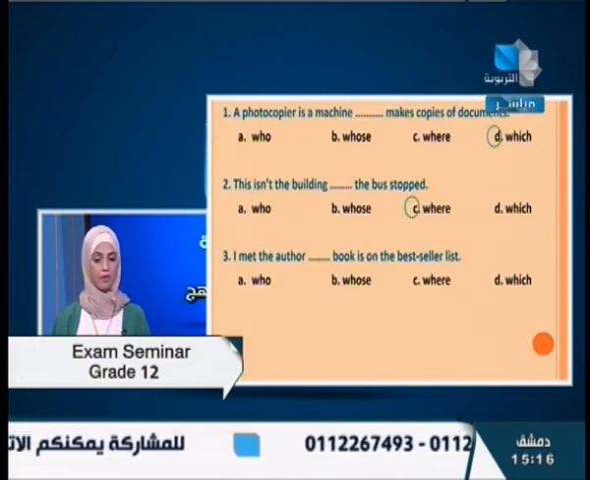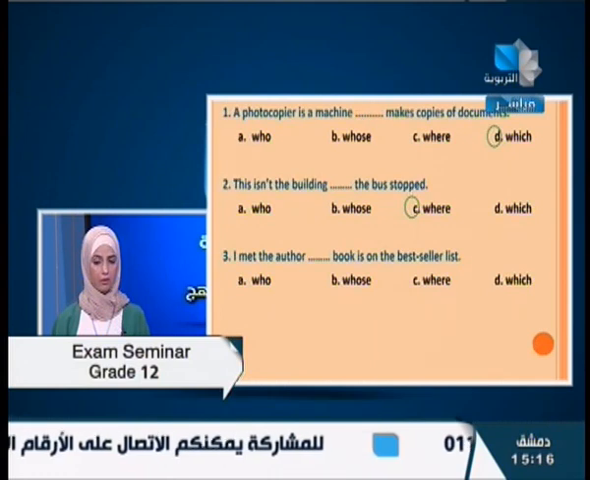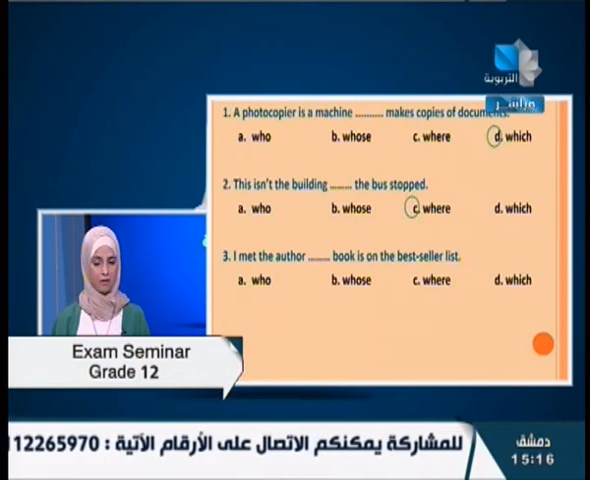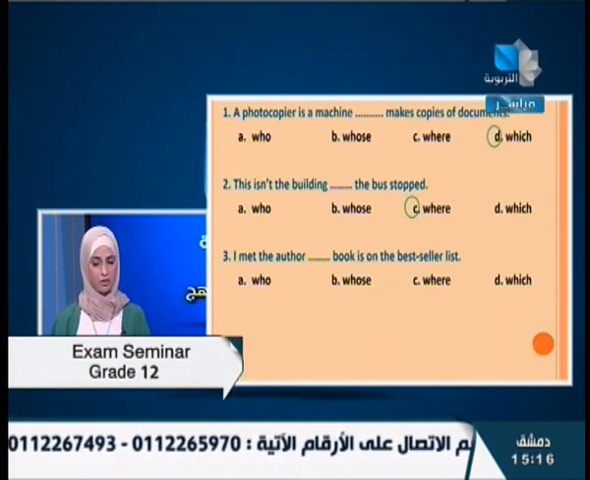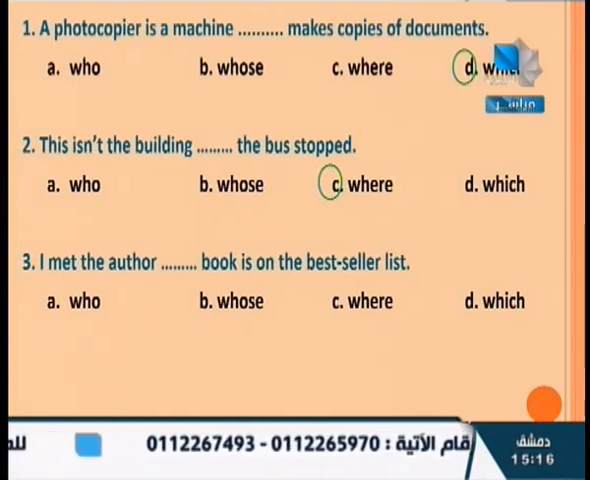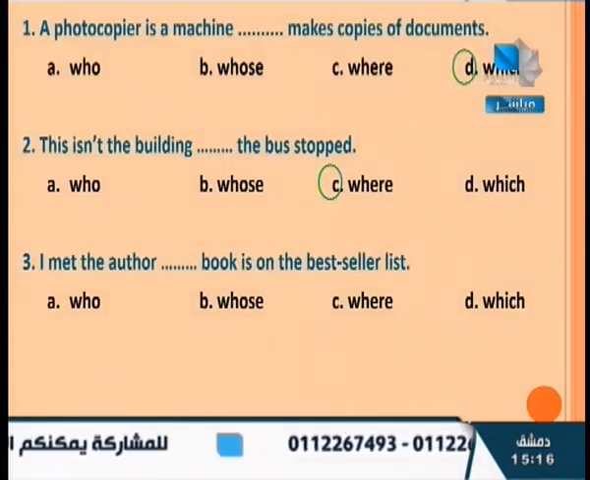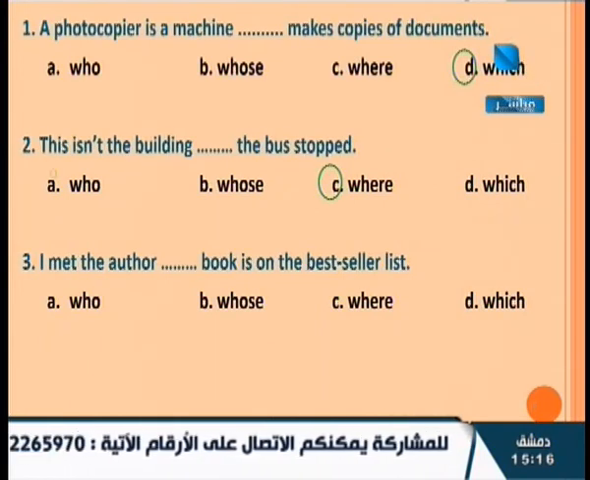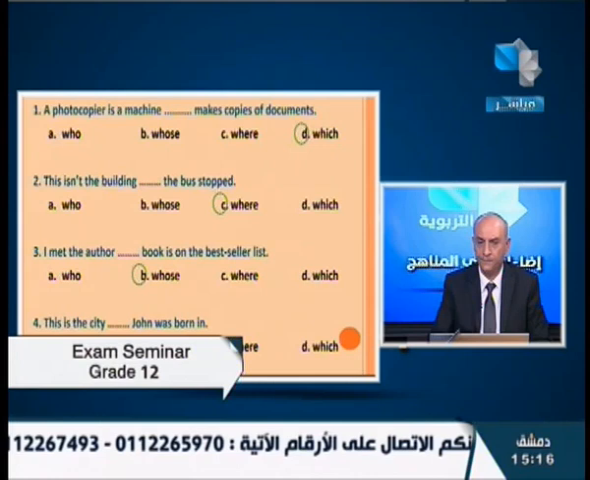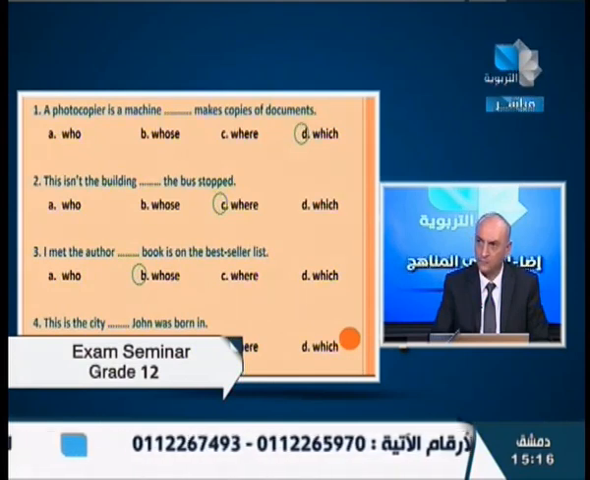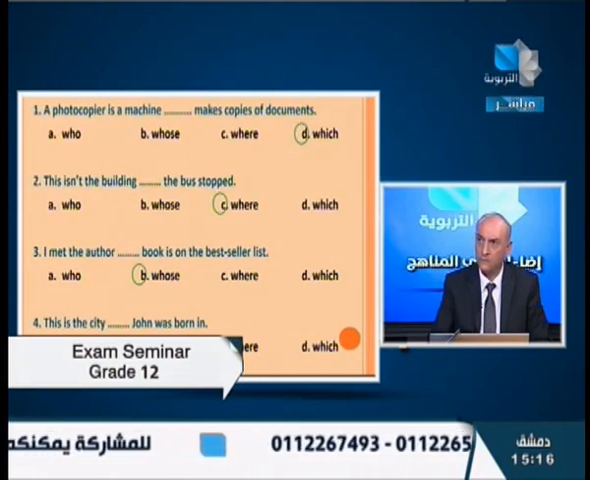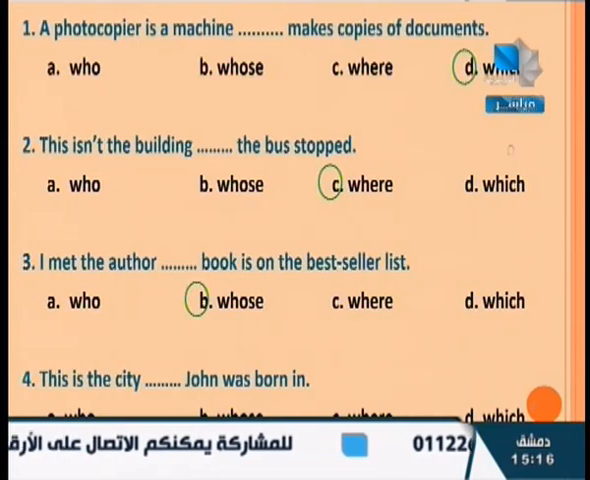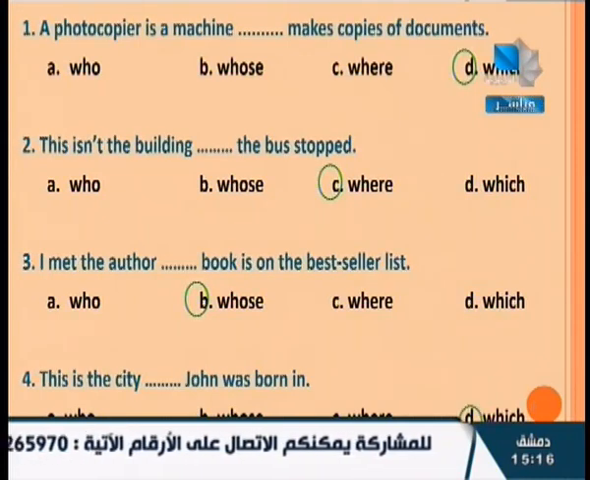Number 3: I met the author book is on the bestseller list. The sentence implies possession and refers to the author's book, so the answer is whose. It means that his book is on the bestseller list. The last one: this is the city John was born in. Here we have a place, but we have the preposition in. We cannot use where. The correct answer here is which. Thank you very much.